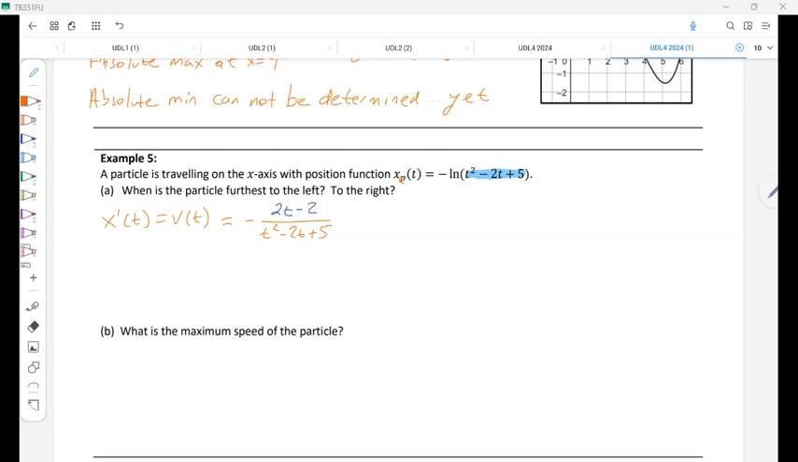Okay, so that denominator will never be 0, so we'll never get a critical value where v of t is undefined. But we will get a 0 in our numerator, and that should be almost by inspection: what t value gives you 0? 1, yep. So setting that equal to 0 tells us that t equals 1 is when our particle changes direction.